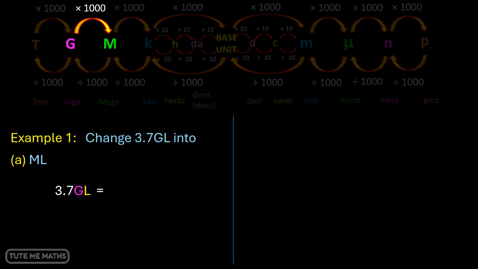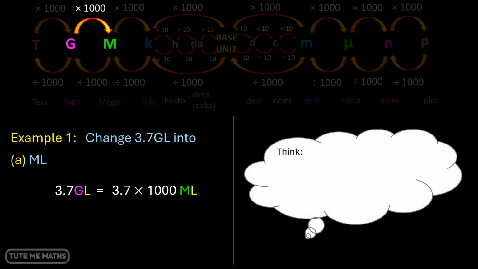Because everything is base 10, we don't even need a calculator. 1,000 has 3 zeros, since it's the same as 10 to the power of 3 or 10 times 10 times 10. We simply move the decimal point 3 places to the right and fill the empty spaces we jump with zeros. Of course, use a calculator if you prefer to do so.